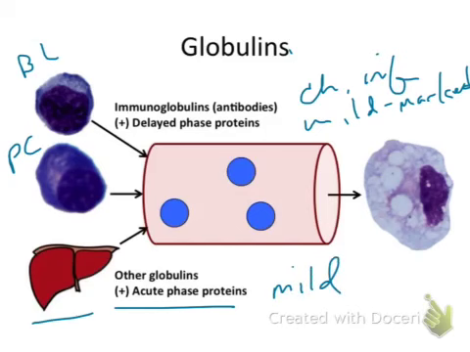At the end of their circulating lifespans, globulin proteins are then cleared by the tissue macrophages.